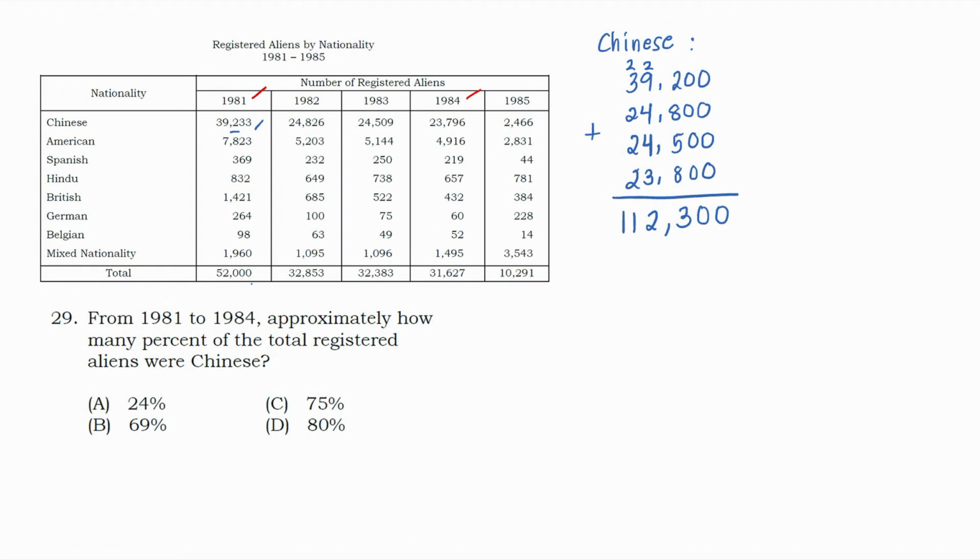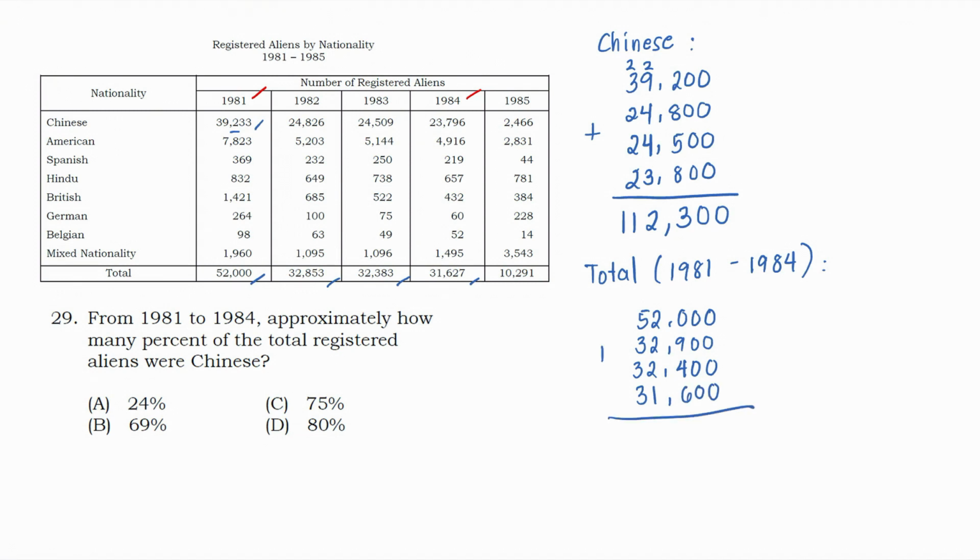And tapos, yung next naman, and how many percent of the total registered aliens? Para makuha natin yung percentage, kailangan muna natin makuha yung total. So, ito yun, 52,000, 32,853, and so on. So, i-add rin natin yan. So, total, from 1981 to 1984 lang tayo. Let's add. So, 52,000 plus 32,900 plus 32,400 plus 31,600. Ayan.